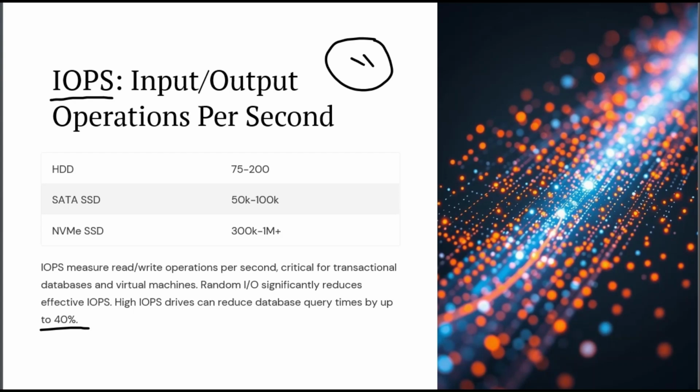Here is IOPS for different disks. For hard disk it is 70 to 200. For SATA SSD it is 50,000 to 100,000, and for NVMe SSD it is 300,000 to a million.